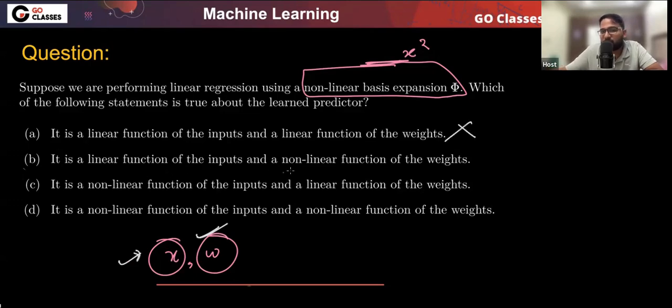It is a linear function of the inputs and non-linear of the weights. Linear here, non-linear here, no, right? So it's also false. It is a non-linear function of inputs and linear function of weights. Yes, that's true, right? Non-linear function of x and linear function of weights. It is a non-linear function of inputs and non-linear function of weights. No, that's false, right?